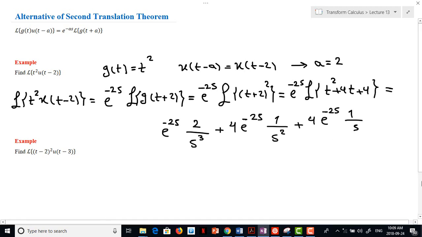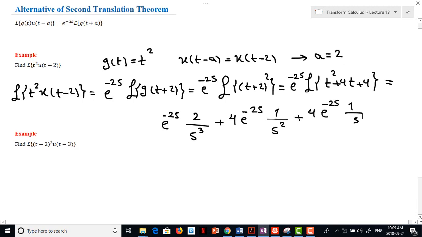So we could find the Laplace transform of this function using the alternative of the second translation theorem. So we want to solve our last example in this lecture.